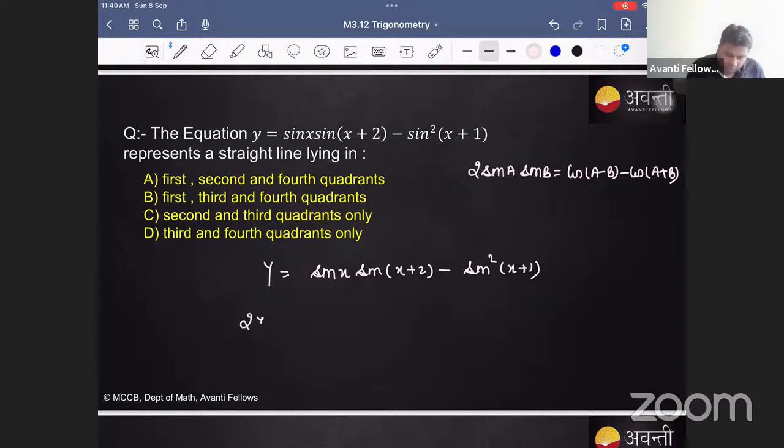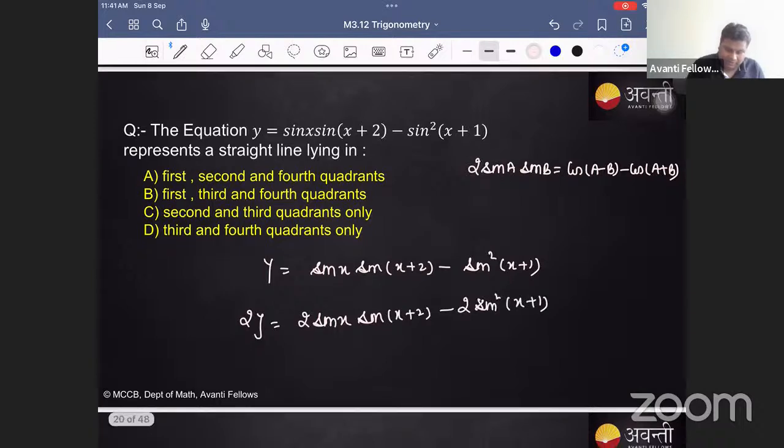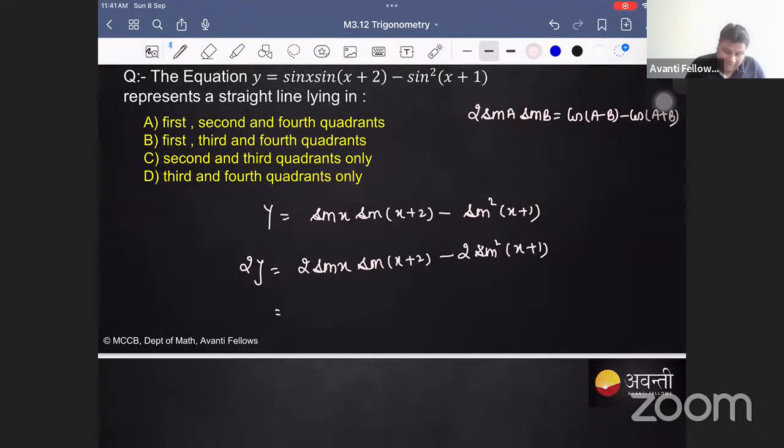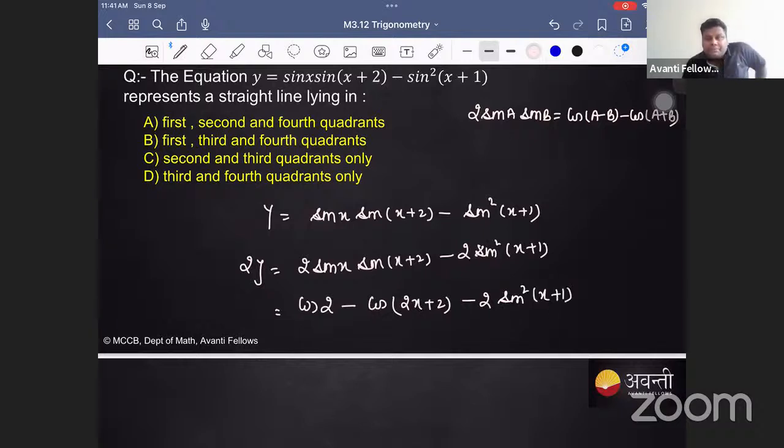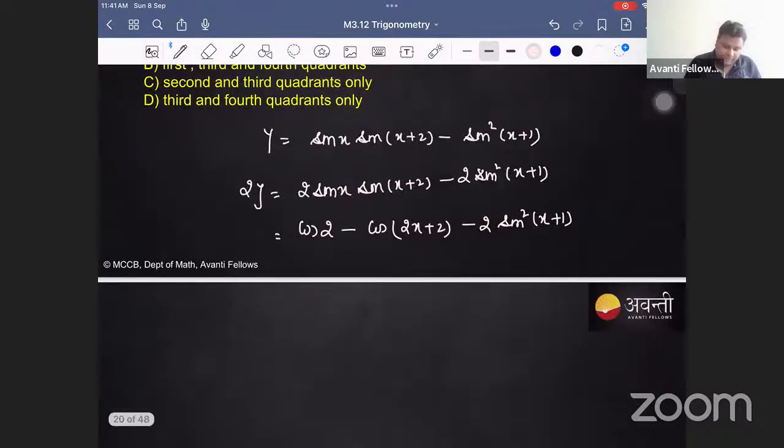So that means 2y equals 2 sin x plus 2 minus 2 sin square x plus 1. So first of all, 2 sin A sin B is cos A minus B, that is cos 2, minus cos A plus B. So that will be 2x plus 2 minus 2 sin square x plus 1. Am I clear? So it is cos 2 minus.